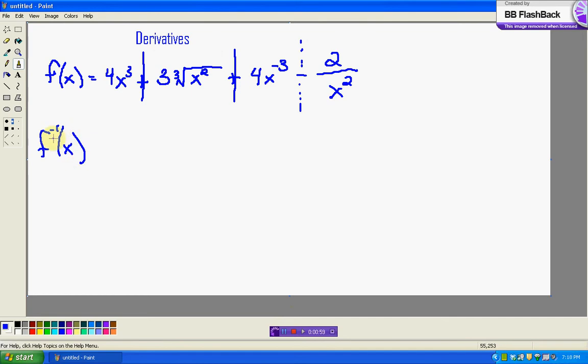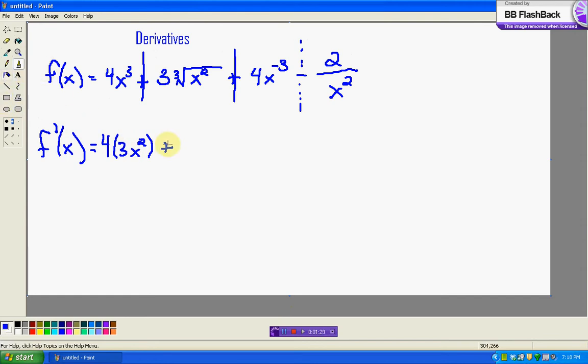Oh, oops, I did -1. That's inverse. Alright, prime. So if we take the derivative of the first part, 4x cubed, again, the power rule tells us to take the exponent, pull it down to the front. So we get 12x, and then subtract 1 from that exponent. So we get 2.